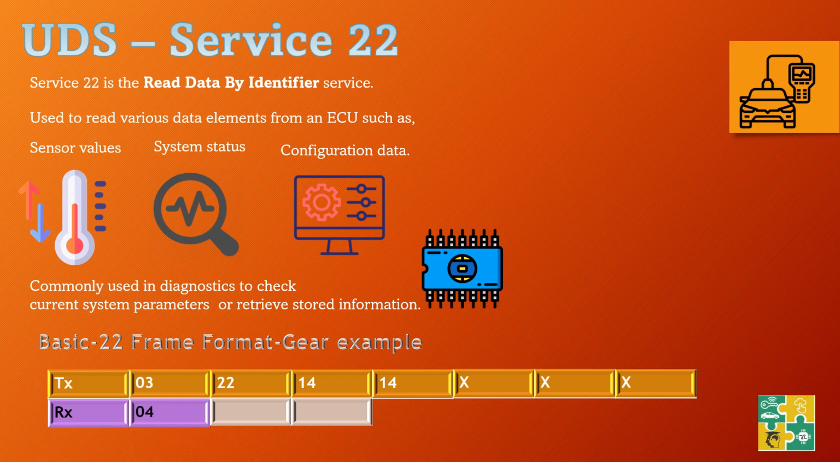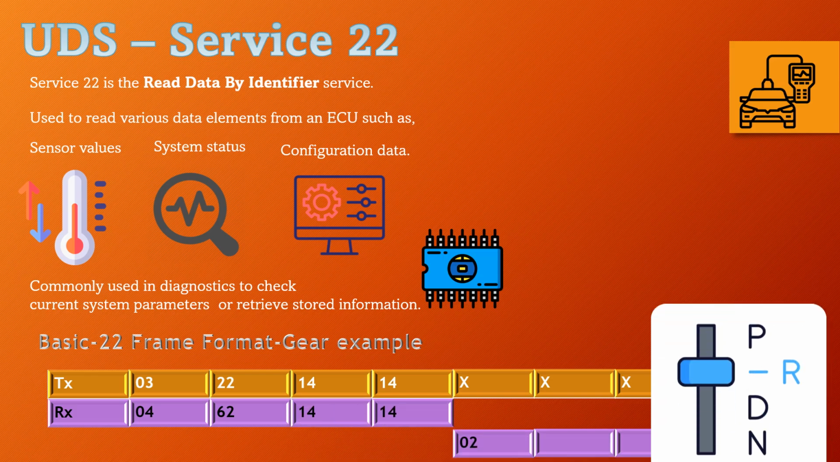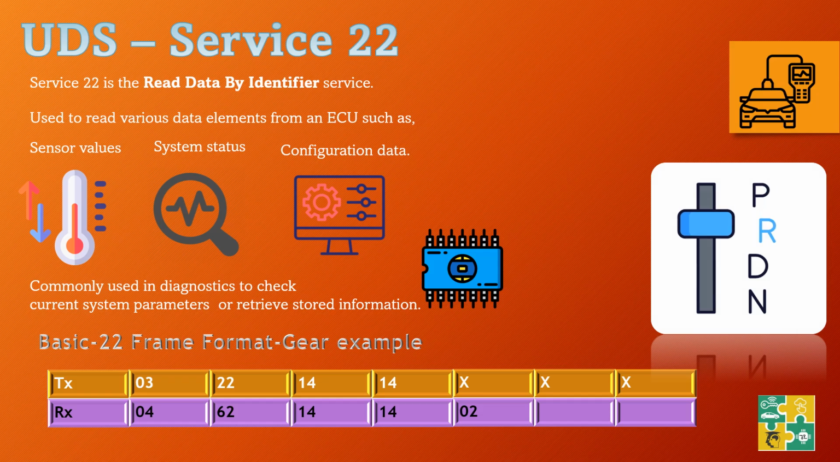And now I'll get a response as a 4, because 4 means there are 4 bytes of data going to be received from the ECU. 62, it's obviously a positive response, 62. Then the DID, followed by the data. So this is what I explained. There is a gear position, and according to that, the data will come. For example, if I put a gear in the drive position, what value, and then the neutral position, what value. The same example will be available in the demo.